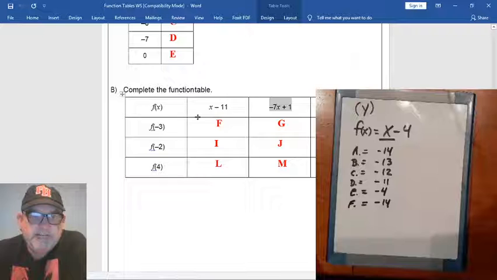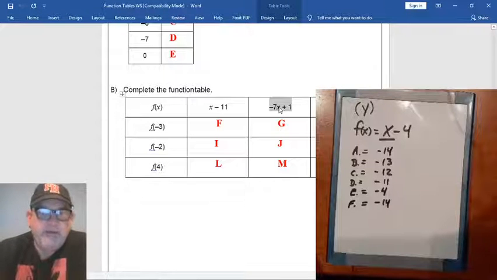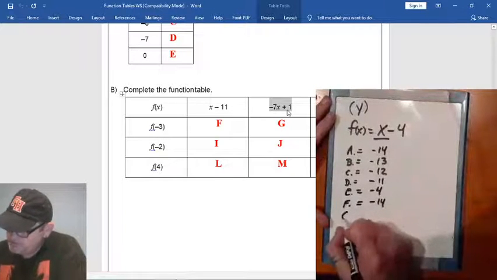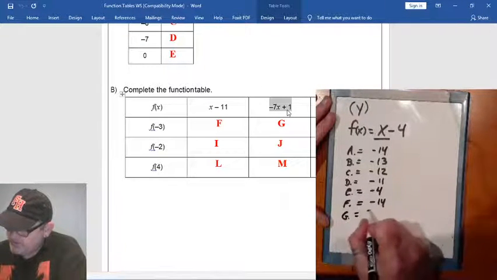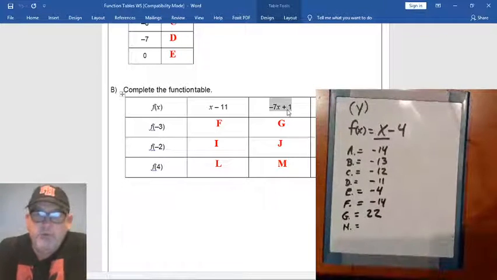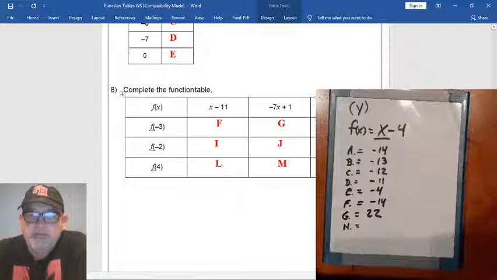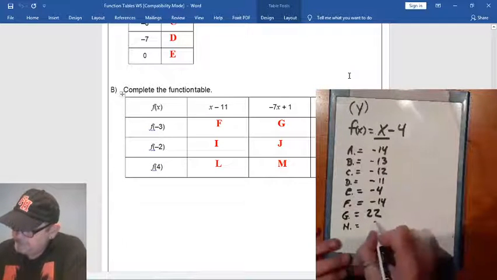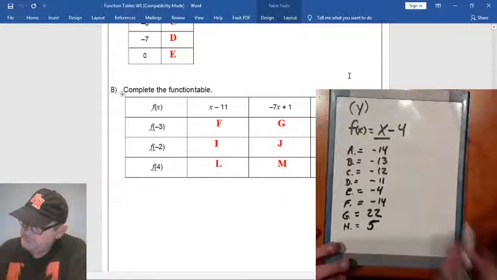Let's move on to this over here. We're going to replace x with negative 3. So that gives us negative 7 times negative 3 is positive 21, because negative times negative is a positive, and then we just add one more. So we end up with 22. So G is positive 22. How about H? Well, we go over to this one. x plus 8. Well, if our x is negative 3, then negative 3 plus 8 is positive 5. All right?